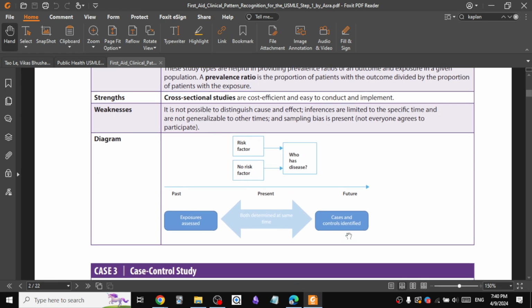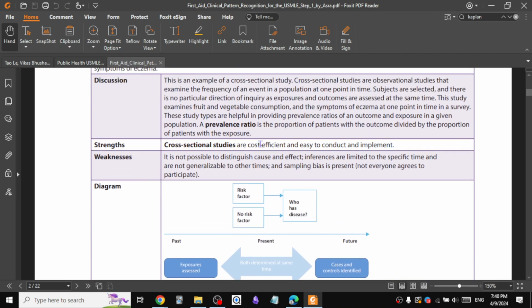So this is the diagram, right? Exposures are assessed, both determined at the same time, right? And cases and controls are identified. So this is a cross-sectional study, okay? What you do get out of it is something called prevalence ratio, okay? And we'll discuss all of these soon enough, all right?